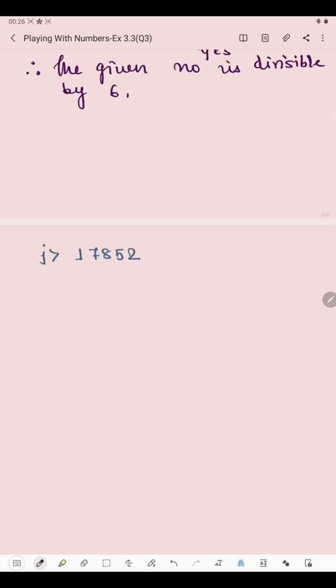Next. Now in the last part we have 17852. Okay, and since 2 is there at 1's place which is an even number, we can say that the given number 17852 will be divisible by 2.